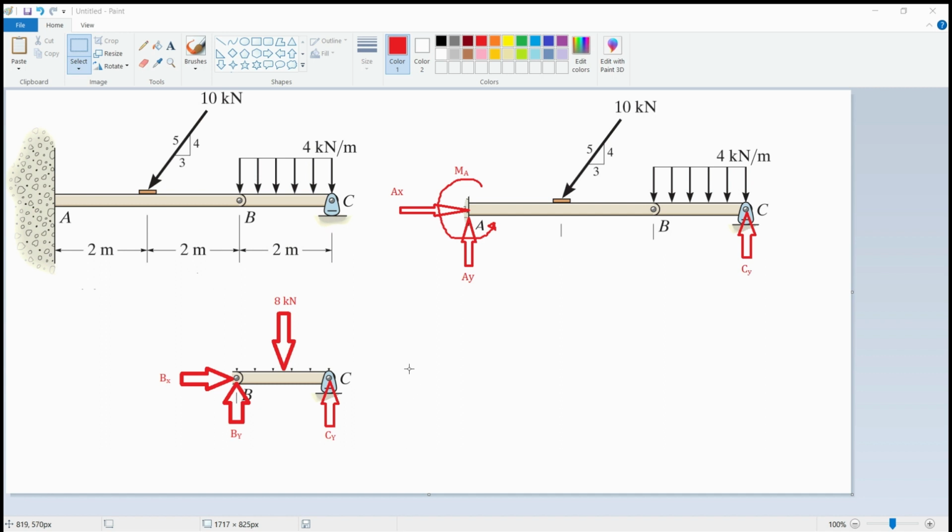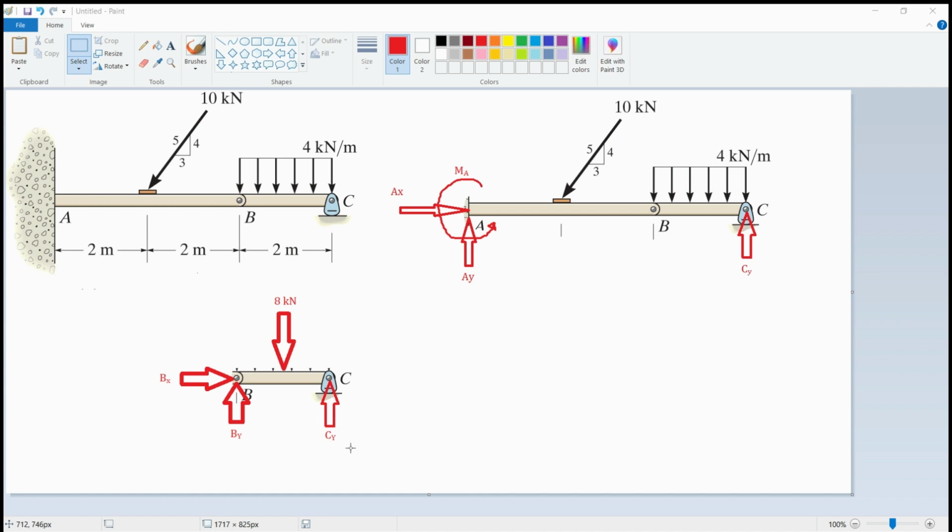All right, we've replaced the distributed load with a single point load. We still have the rocker reaction at C, but now we have the pin reaction BX and BY. This has 3 unknowns. If we sum moments about B, CY is twice as far away as the 8, and so therefore CY is 4 kilonewtons. With sum of forces in Y, we can get BY with a value of 4 kilonewtons, and BX will be 0 when we sum forces in X.